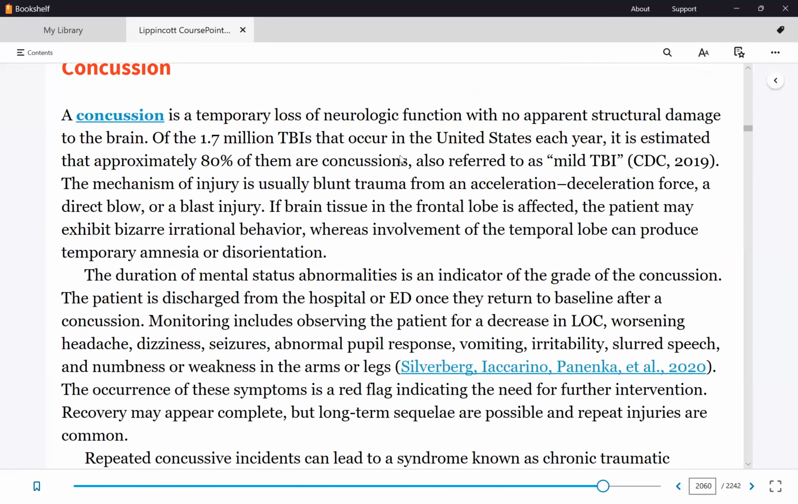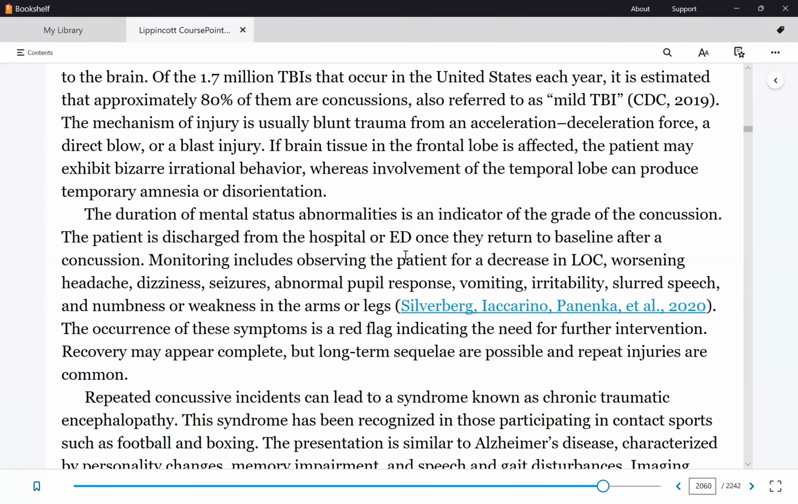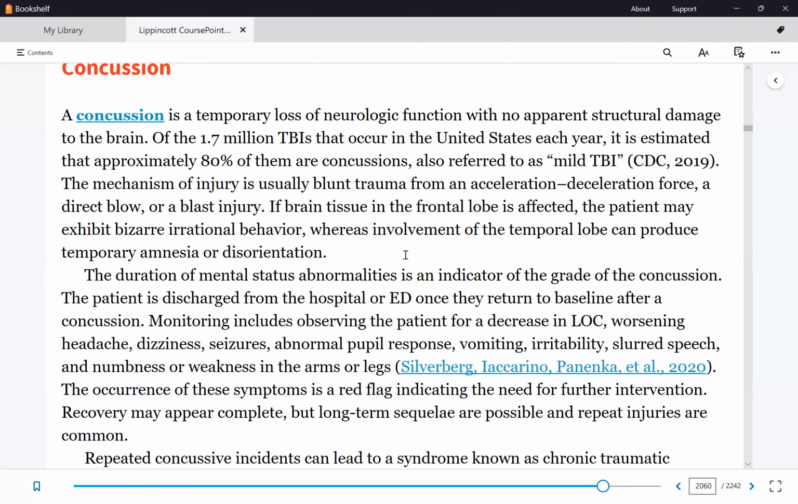So if I put this on a test question, which ones will you report versus which ones are expected? If I put amnesia, expected. Disorientation, expected. Seizures, report.